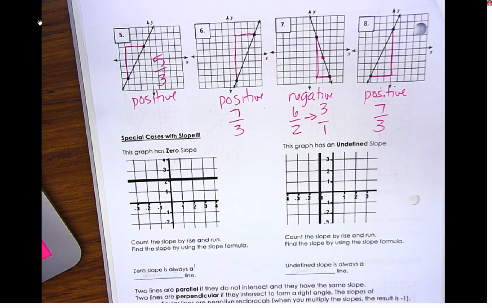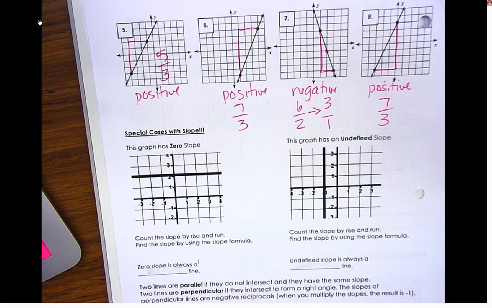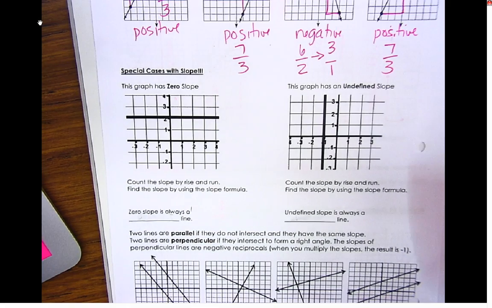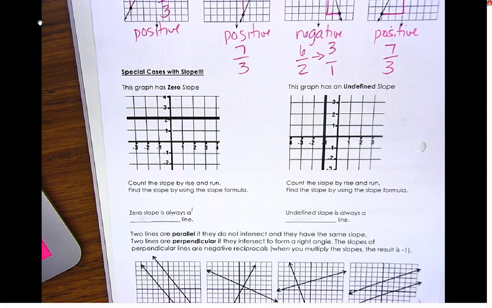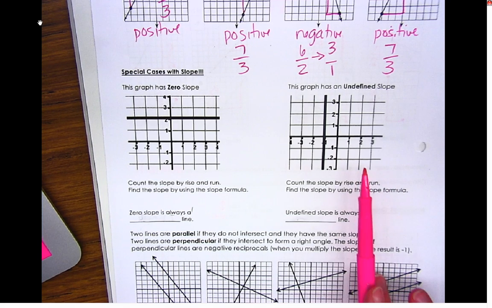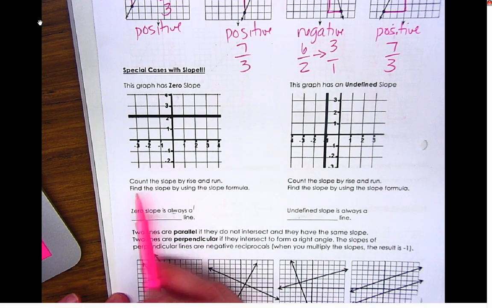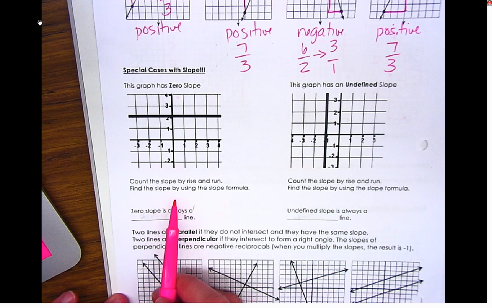Now, these aren't the only kinds of slopes that we can see. There are two other kinds of slope, and those are 0 and undefined. A 0 slope shows that there is no change, no vertical movement. An undefined slope shows that there is no horizontal movement, so we can't count a rise or a run with this.